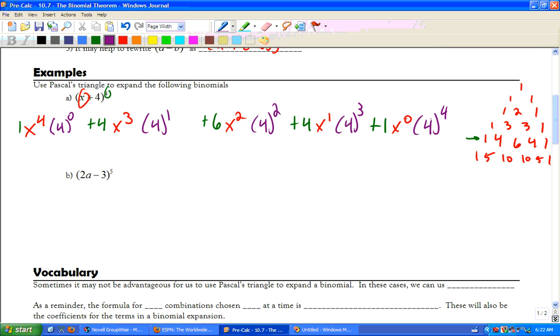What's kind of nice, if you add the exponents in any term, it should always come out to the same number. In this case, whatever your n is. 4 and 0, 3 and 1, 2 and 2. Those always are adding up to 4. It's a nice little check, so if your exponents don't add up to 4, you've messed up somewhere along the way.